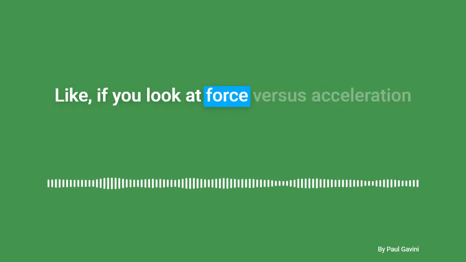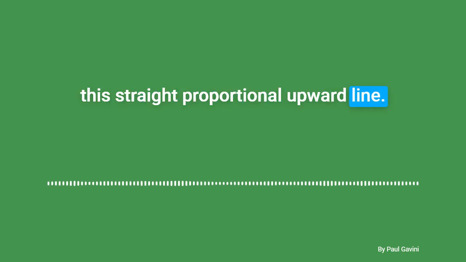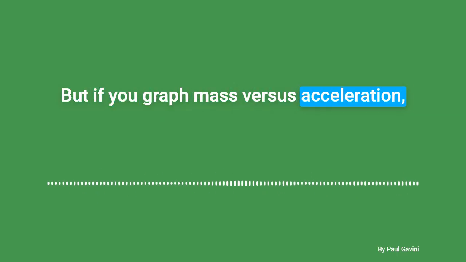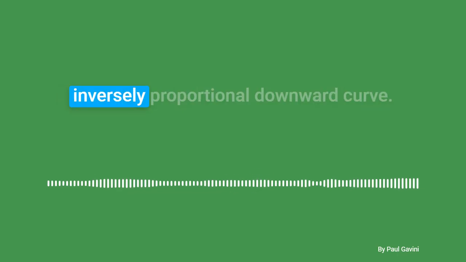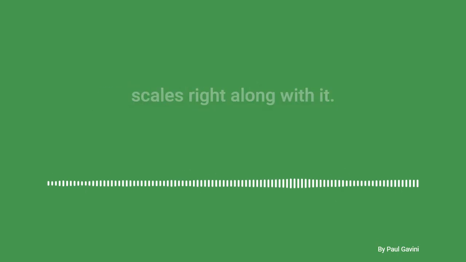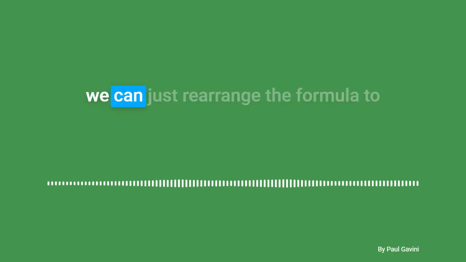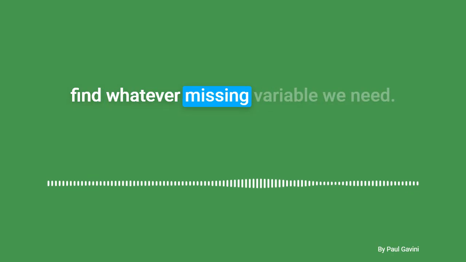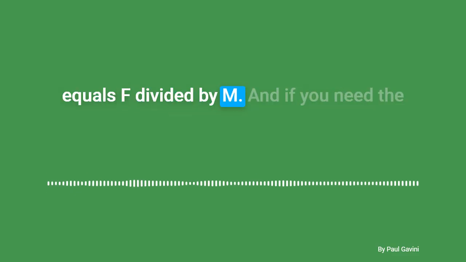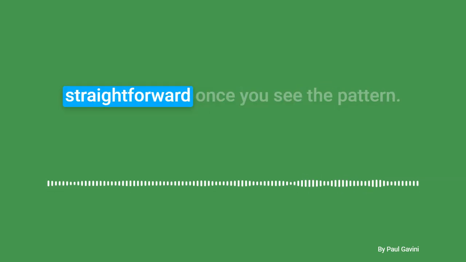Like if you look at force versus acceleration while keeping mass constant, you get this straight proportional upward line. Because, well, more net force directly translates to more acceleration. Right. But if you graph mass versus acceleration, keeping the force constant, you get an inversely proportional downward curve. Yeah, because as mass scales up, its resistance to acceleration scales right along with it. That makes total sense. And since this is a strict mathematical relationship, we can just rearrange the formula to find whatever missing variable we need. We can. So if you want to know acceleration, a equals F divided by m. And if you need the mass, m equals F divided by a. It's pretty straightforward once you see the pattern.